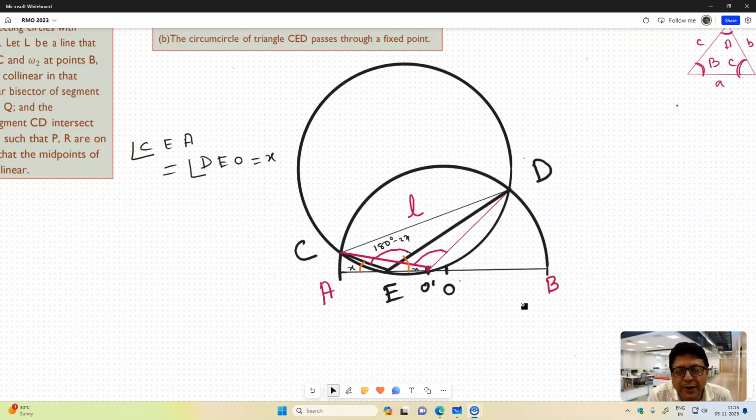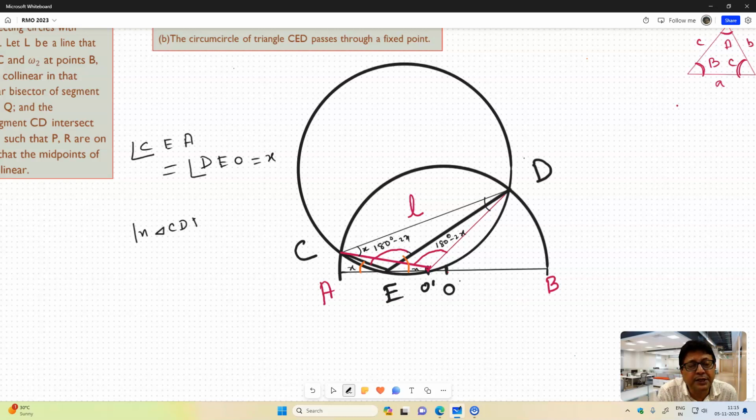Now this angle is 180 minus 2x. Now on this chord O dash D of this semicircle, the angle O dash ED is x, so O dash CD also is going to be equal to x. Alright. Now what do you observe? This angle 180 minus 2x is made by the chord CD at the point E. So at the point O dash, this will have the same value, that is 180 degree minus 2x.